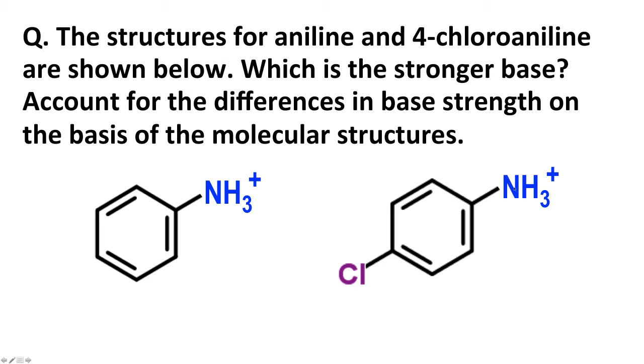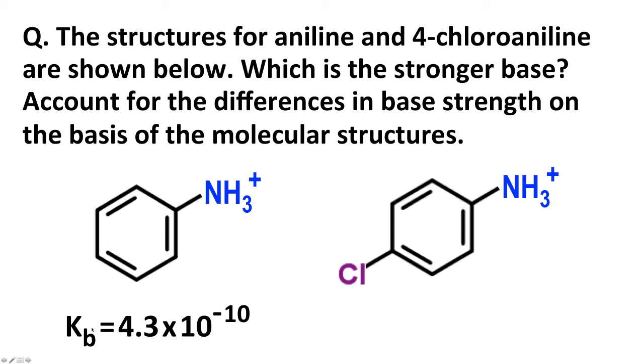And if it withdraws electron density from the N to H bond, or one of the N to H bonds out here, more than is happening in the molecule aniline that doesn't have chlorine on it, it's going to weaken the NH bond in the 4-chloroaniline more than the bond in the aniline, and that would make this the stronger acid. And of course, the stronger acid has the weaker conjugate base.